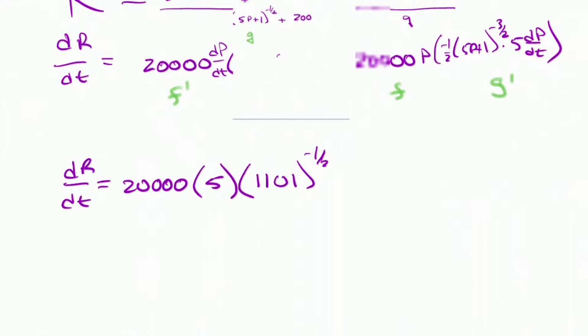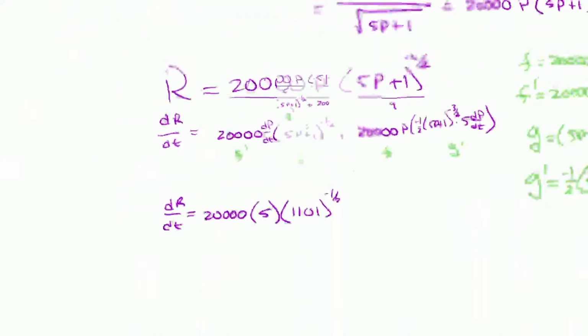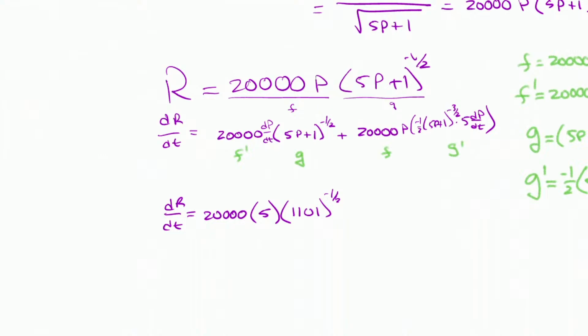So P is 220. So do 5 times 220. You do your own number. 5 times 220 is 1,100 plus 1, so 1,101. I just don't want to have to write down 5 times 220 a bunch of times.